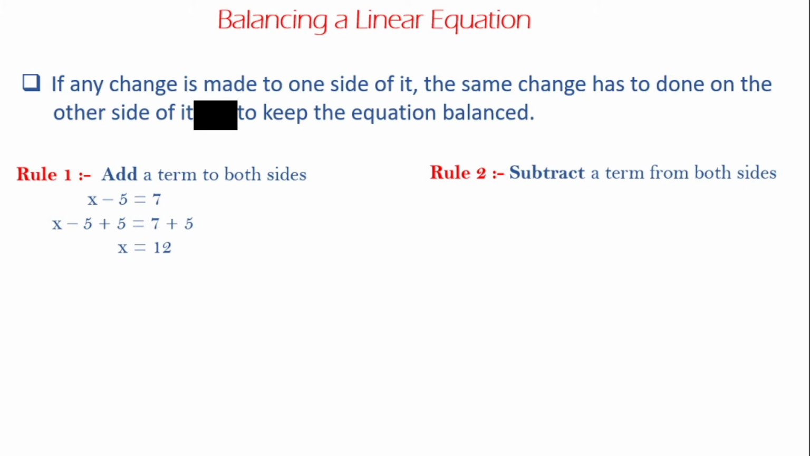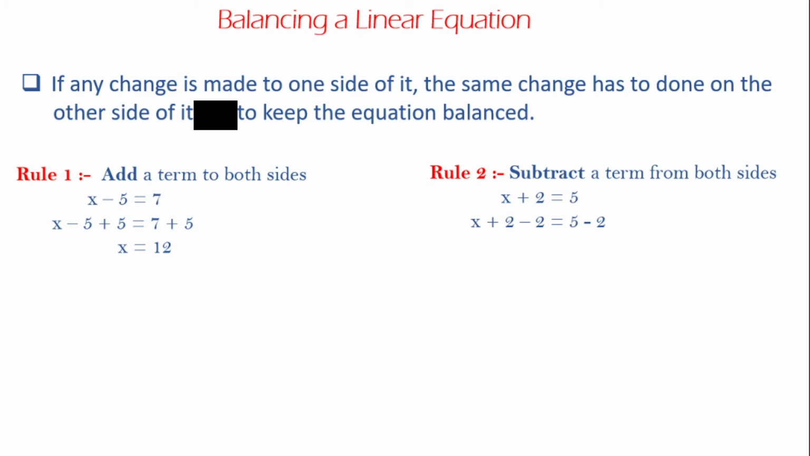Now the second rule says that you subtract a term from both sides. To make this rule clear, let's solve an example. You have to find the value of x in the equation x plus 2 equals 5. To eliminate plus 2 from the left hand side, we will subtract 2 from both sides of the equation to keep the equation balanced. So you will get x plus 2 minus 2 equals 5 minus 2.